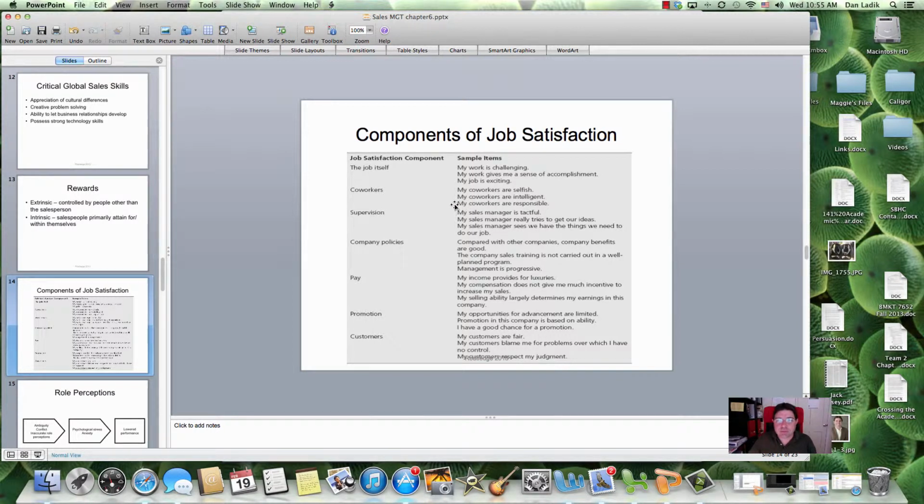So this is the Job Satisfaction Index. The scale's been used in a variety of sales studies over the years. I've used it myself. So it just has different dimensions, like the job itself, and these are the variables for that part of the scale. Satisfaction with my coworkers, my sales manager, company policies, my pay, promotion, and my customers.